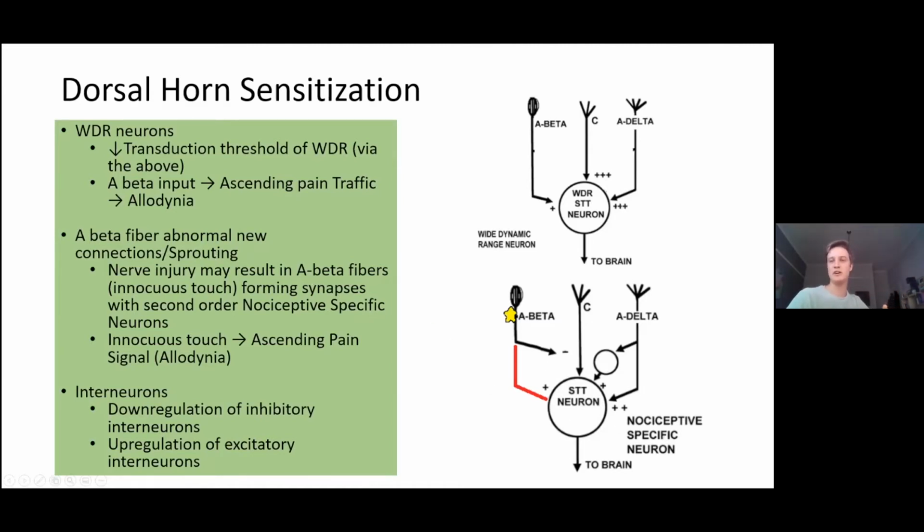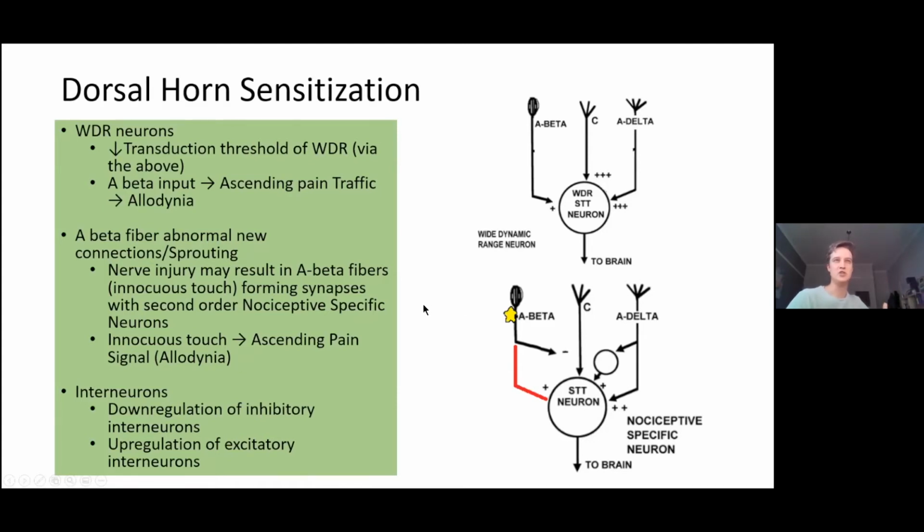So that's what I've kind of done on Microsoft Paint in the bottom right here. Instead of the A beta fibers often just going in and depressing local C fibers, which is part of why when you rub your arm, it doesn't hurt so much after you get punched, they may form abnormal connections and directly synapse onto nociceptive specific neurons, so that their input again sends an ascending pain signal. Another proposed mechanism for allodynia.